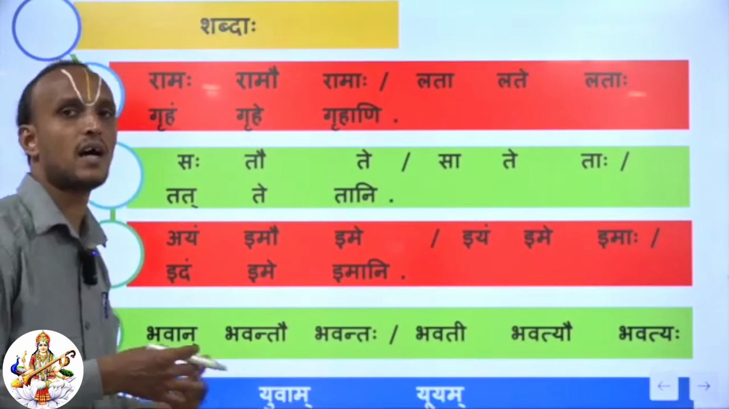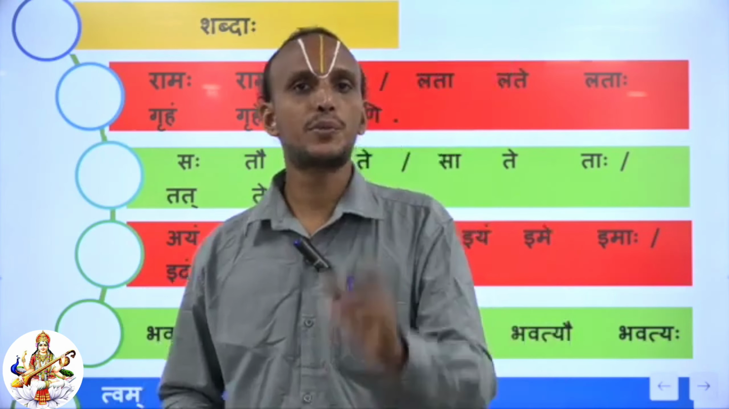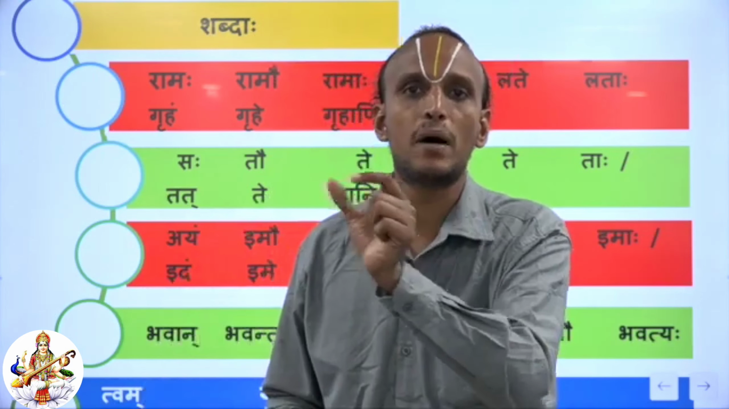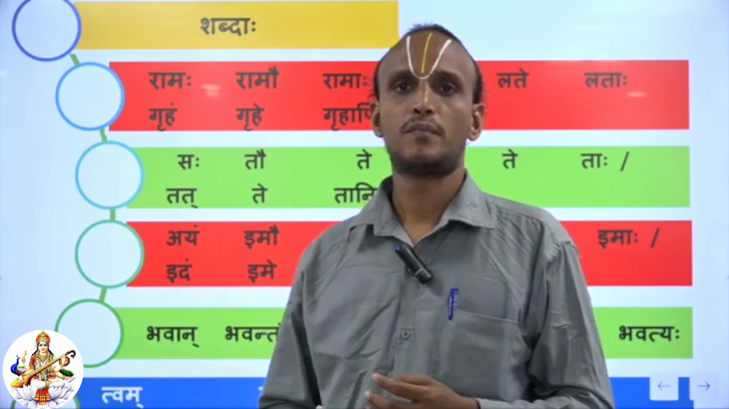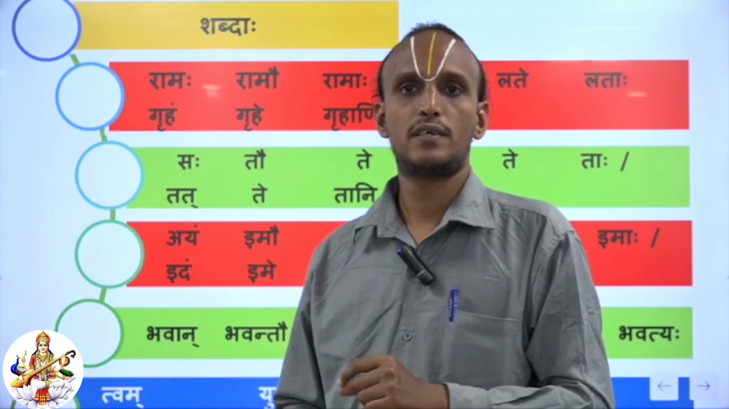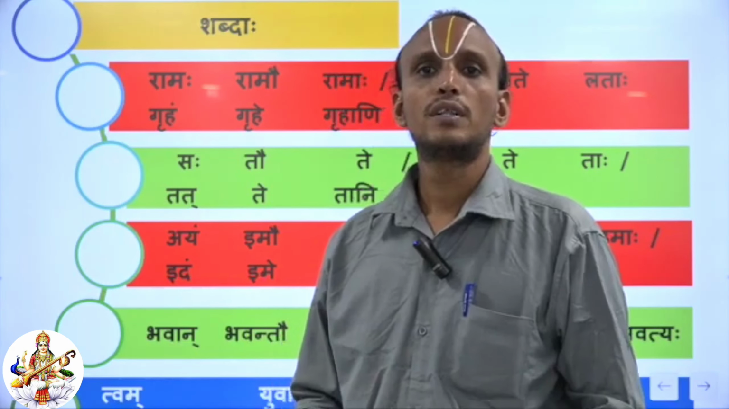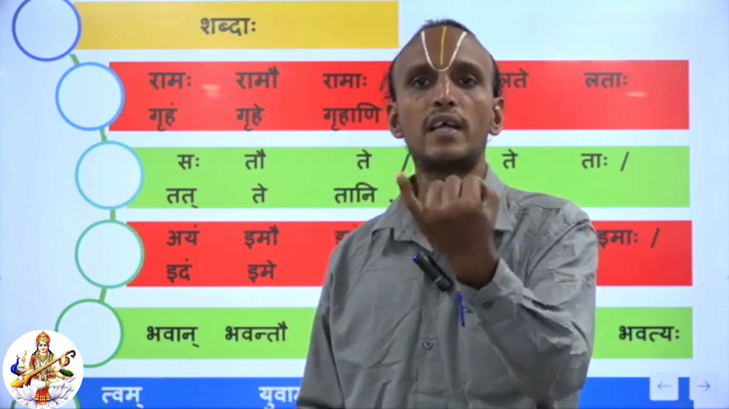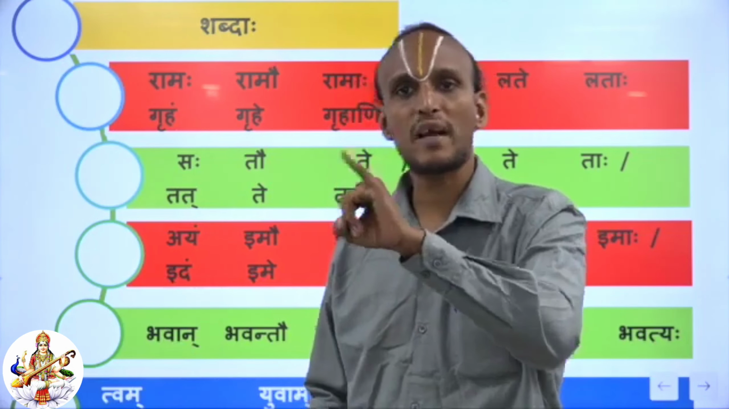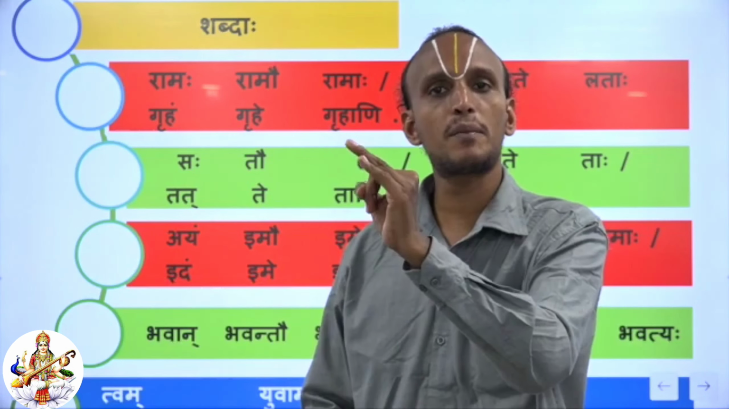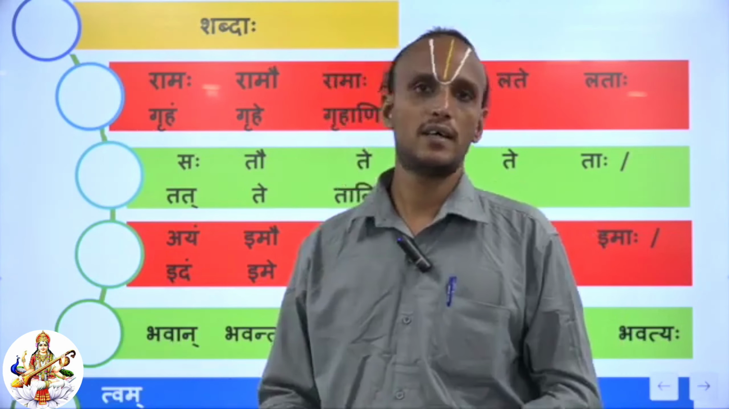First, Shabdaha. In this Shabdaha, I will teach you about Linga Vibhagaha. What are the different genders? I will give some examples. Already I told you there are three genders: Pumlingaha, Strilingaha, Napumsakalingaha. Pumlingaha means masculine gender, Strilingaha means feminine gender, Napumsakalingaha means neuter gender, right?